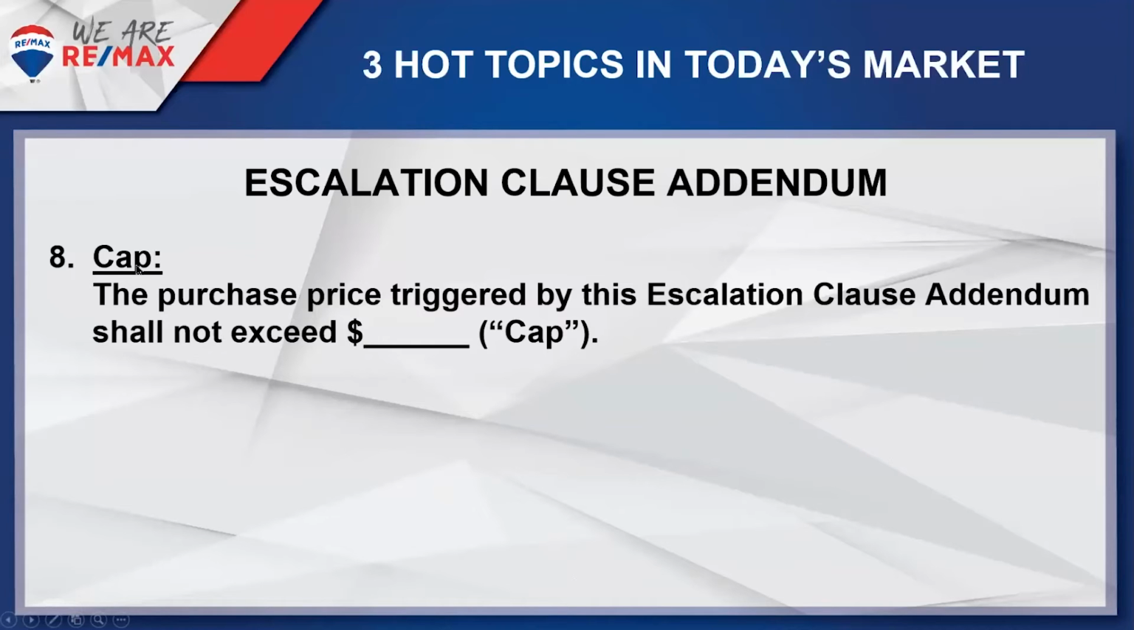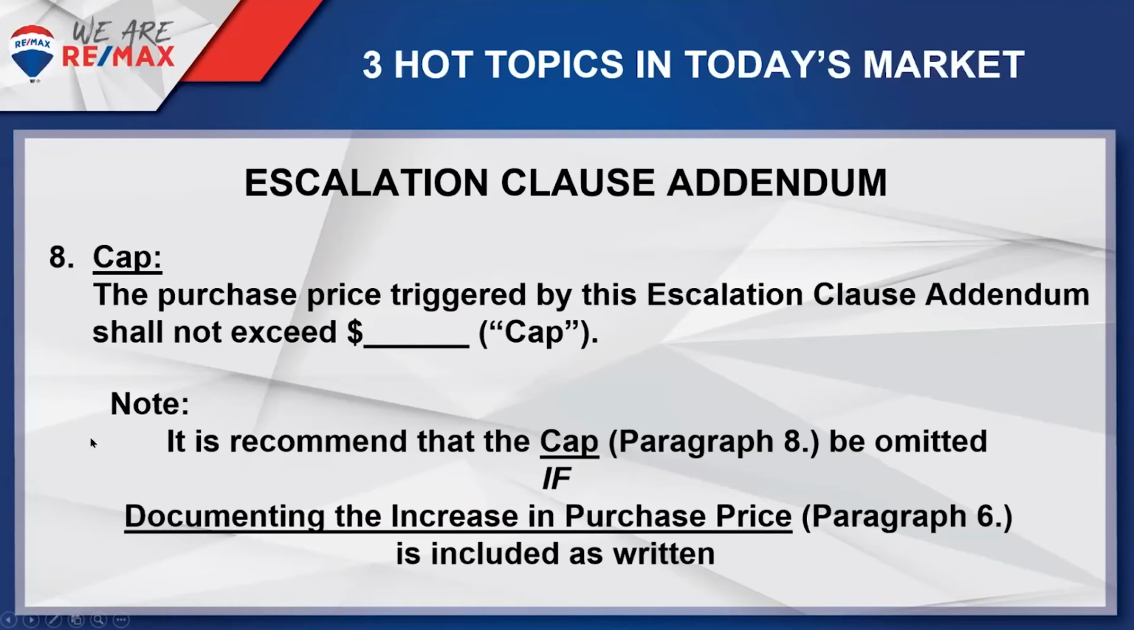And then the cap. The purchase price triggered by this escalation clause should not exceed some dollar amount as a cap. Now, here's what's interesting about the cap. It's recommended, if you have the buyer, not to put a cap in, because what does that do? That simply tells the seller what you will pay for the house. So if the documenting of the increase in purchase price, paragraph 6, is included as it's written, you don't need a cap. Because if some number way beyond what the buyer was willing to pay comes up, the buyer simply doesn't sign that seller counteroffer.